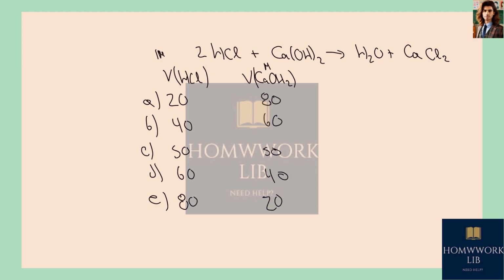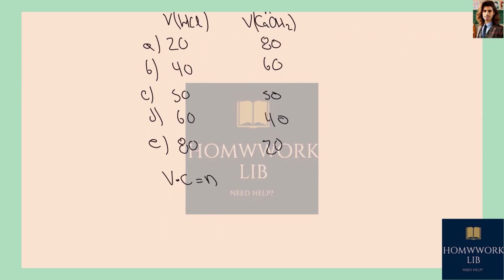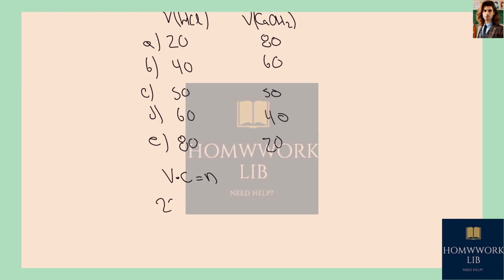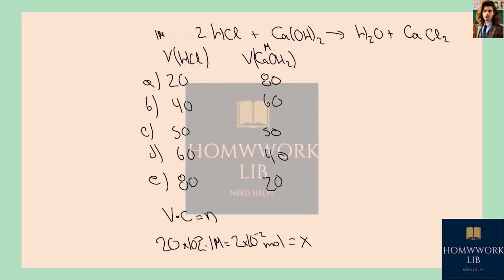So, in each of the trials, if we do the multiplication of the volume times the concentration, we would get the amount of moles that we have in each of them. So let's call the product of 20 times 10 to the minus 3 times 1 molar, which is 2 times 10 to the minus 2 mole. Let's call this quantity x, just to simplify a little bit. So in solution A, we're going to have x moles of HCl and 4x moles of calcium hydroxide.